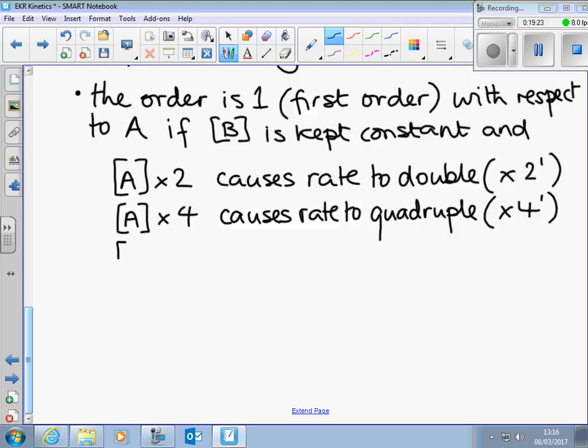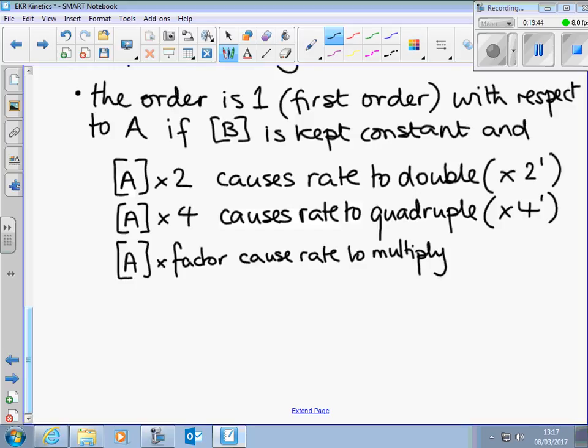And then if you wanted to make it general, multiplying it by some sort of factor, which could be any number you like, causes the rate to multiply by factor, I just have to call it factor, to the power 1. So that is a first order reaction.